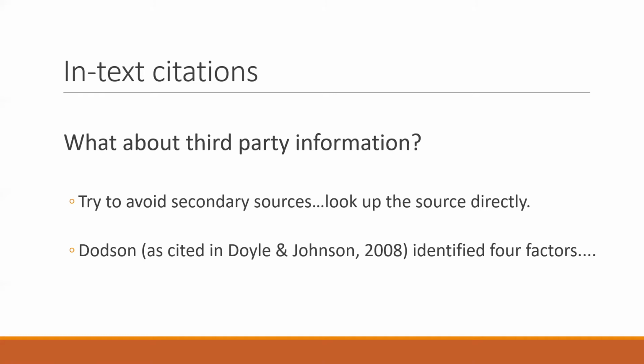Identified 4 factors, right? Yeah, we can cite Doyle and Johnson, but if they're pulling this information from Dodson, then we should go straight to the Dodson source and use that as our in-text citation, our way of backing up what we're doing. Instead of going through a game of telephone, right, we're going straight to the person that did this work.